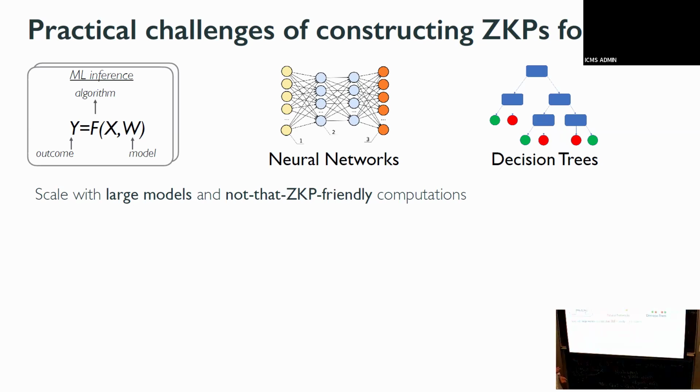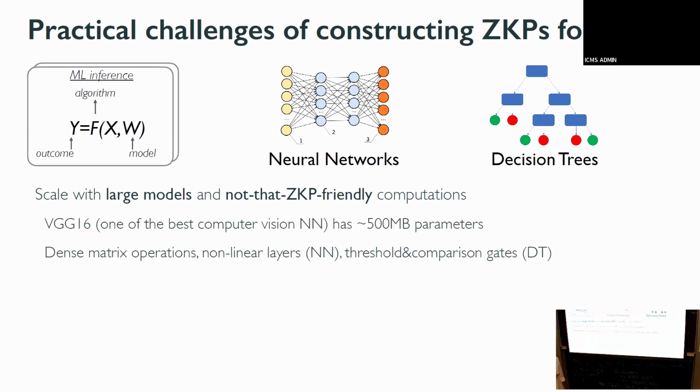In particular, if you think of neural networks or decision trees, to give you some ideas, there is a very famous neural network model called VGG16, which is a computer vision model for classifying images, and the size of the parameters of this model is 500 megabytes. So you would have to do a zero knowledge proof that processes 500 megabytes of inputs. And in terms of operations, neural networks, as we are going to see, have very dense matrix operations that involve the inputs. So it means matrix multiplication with parameters of that size.